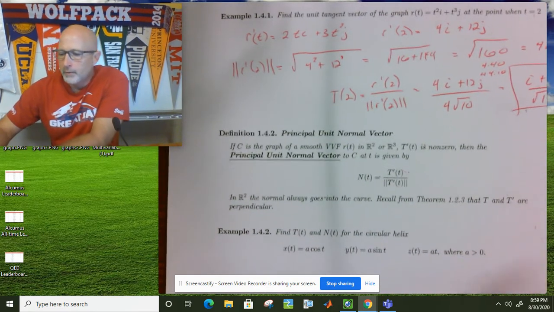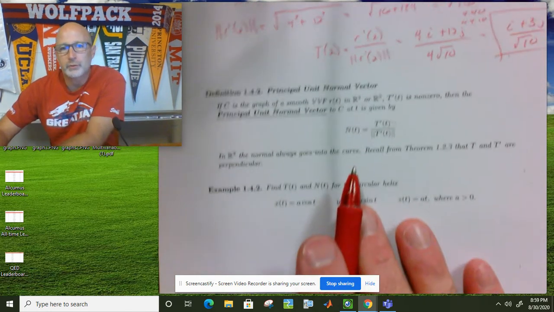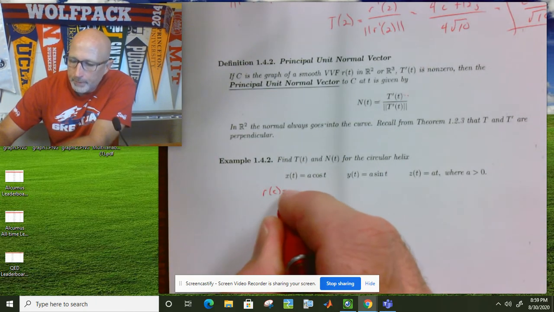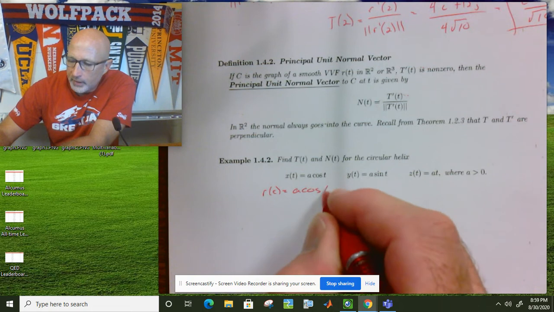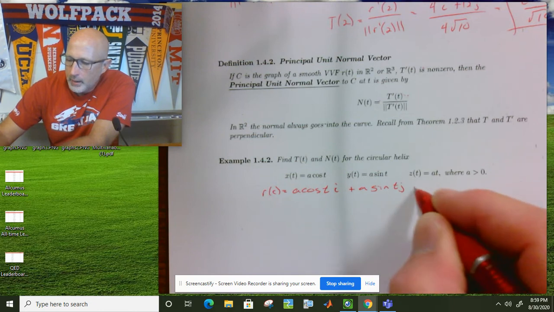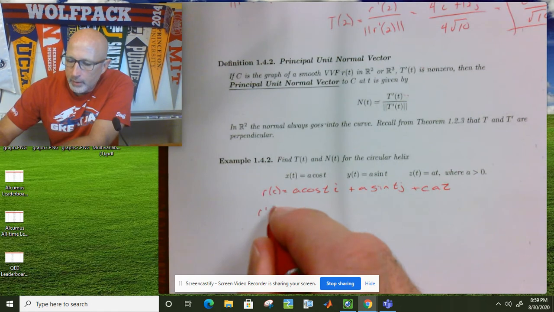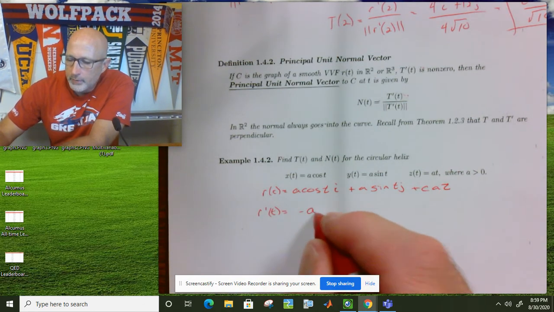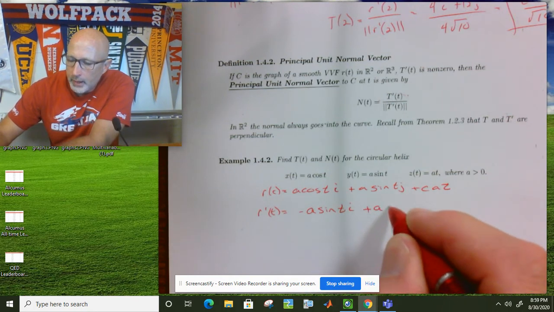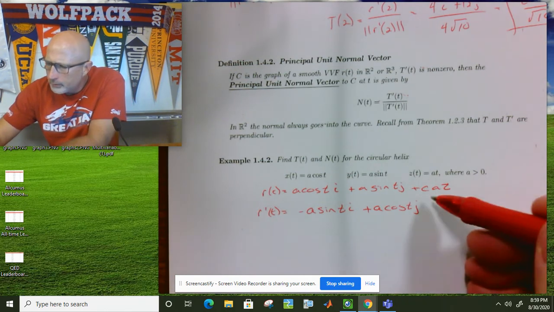Okay, so find T of t and N of t for the circular helix. The first thing I'm going to do is simply rewrite this in vector-valued function form. So r of t is equal to a cosine of t i plus a sine of t j plus c a t k. Then we have r prime of t given as negative a sine of t i plus a cosine of t j, and then c is a constant.